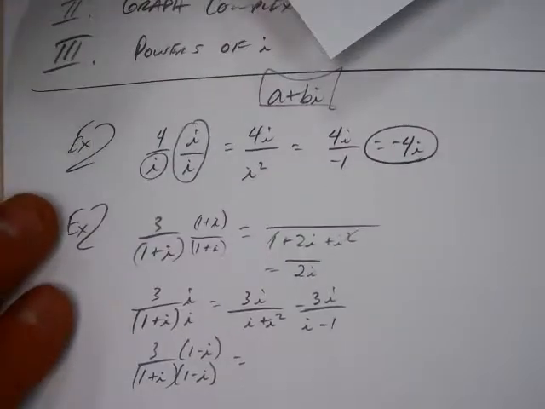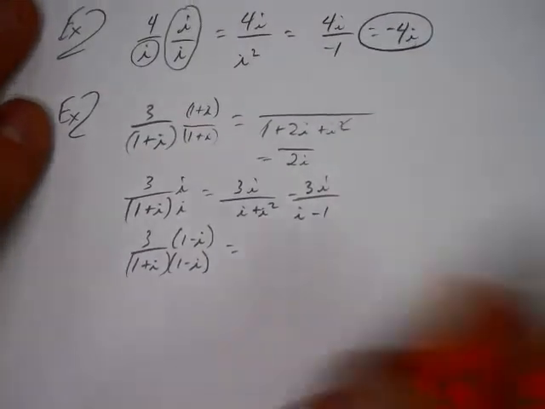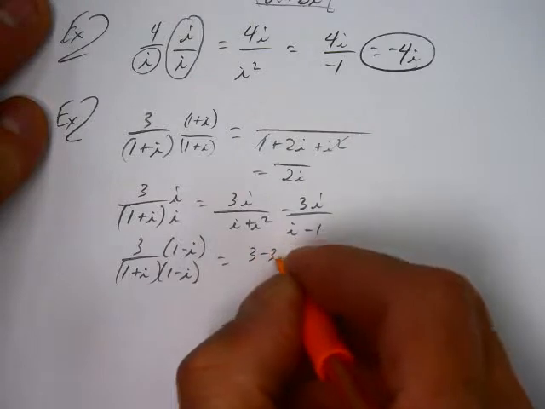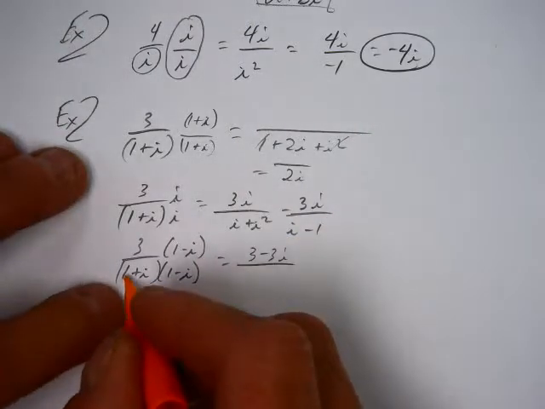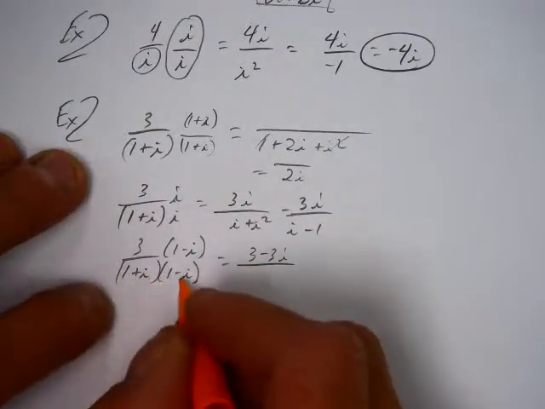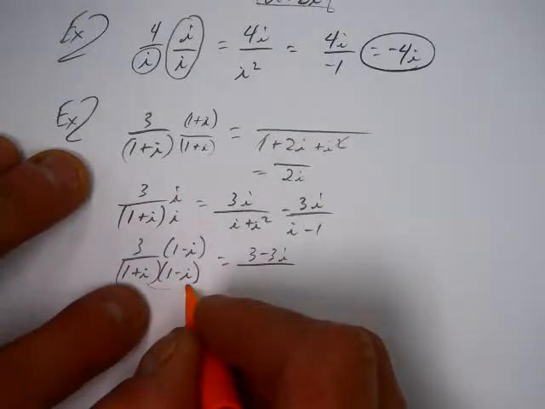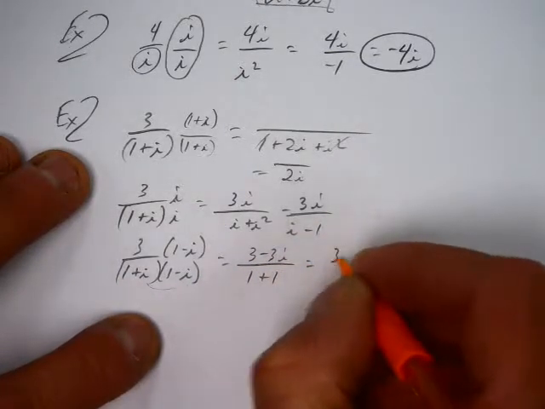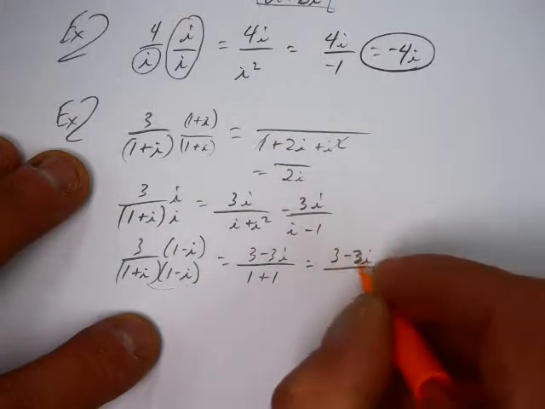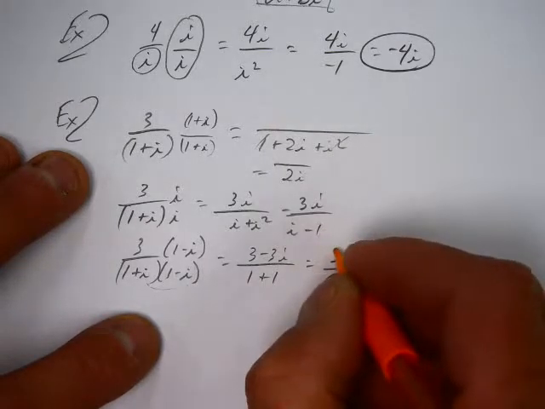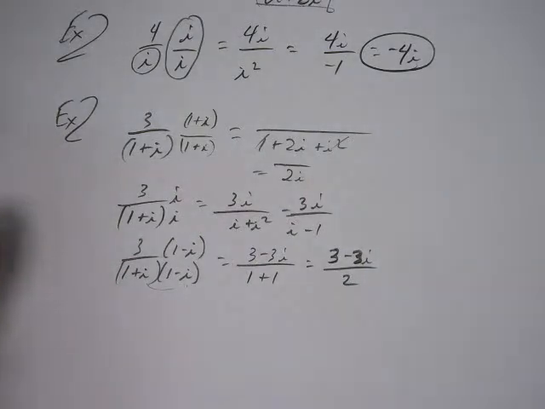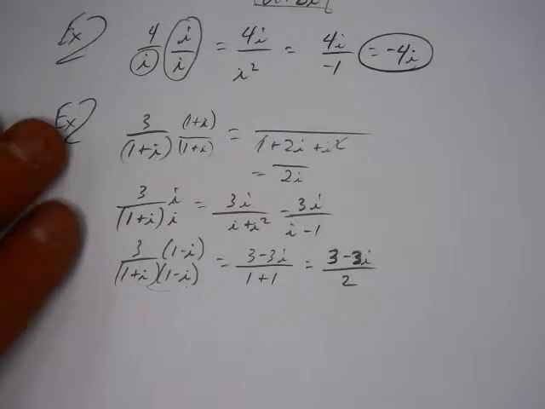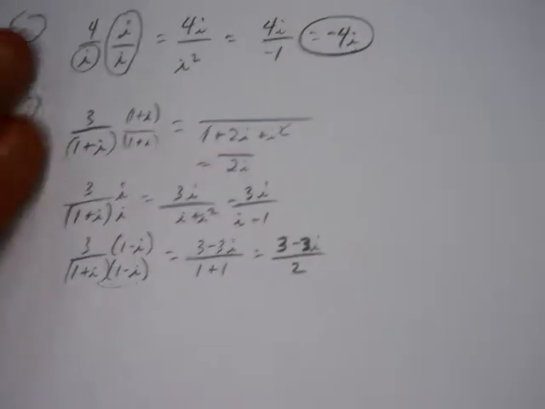So let's multiply. I get 3 minus 3i. And then on the bottom I get 1, and my i's cancel. And my negative i squared turns into plus 1. So I get 1 plus 1 equals 3 minus 3i over 2. Okay? But we're not going to leave our answer like that. It's correct, but it's just not in the preferred form. So let's go up here and have a little chat.